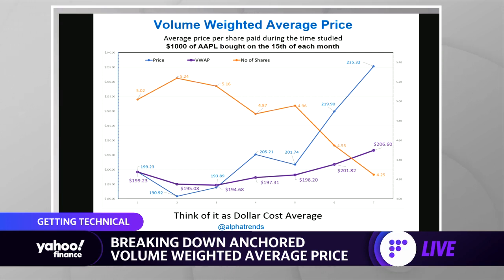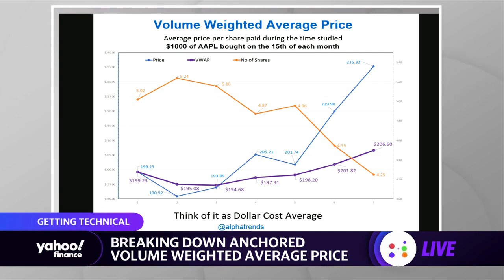During this time on this chart, it shows buying $1,000 worth of Apple each month on the 15th. And on the first month, you bought 5.02 shares. At the end, when the price of Apple was significantly higher, you only bought 4.25 shares. So when you look at it, you know that you invested $7,000, and you look at how many shares you have. So 7,000 divided by the amount of shares that you have tells you your average cost basis for those, and that's the most significant number. It's basically your volume weighted average price, which is what the dollar cost average is.